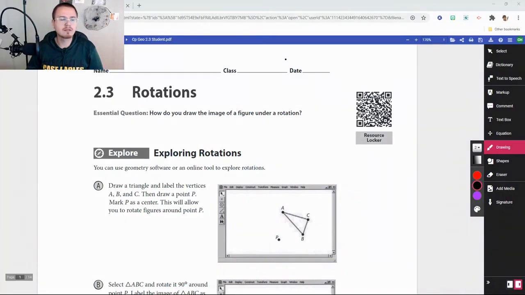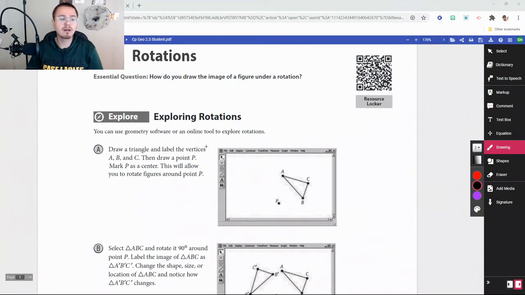All right, so we're here and this is what you guys should be looking at right about now. Rotation. The big question we always start with is, how do you draw the image of a figure under a rotation? So we'll make sure we can answer that before we're done here.